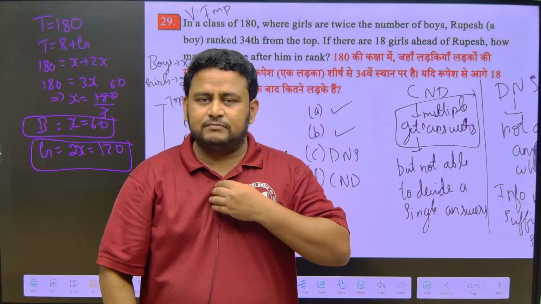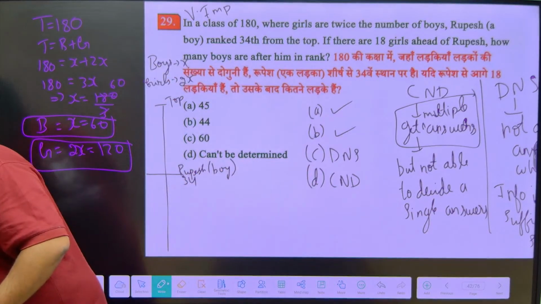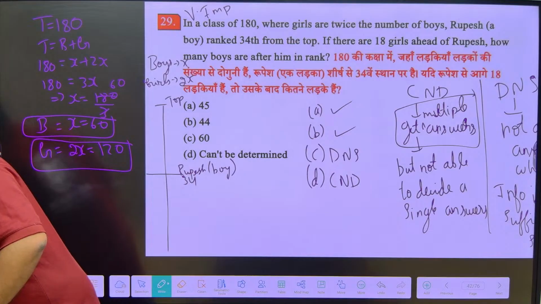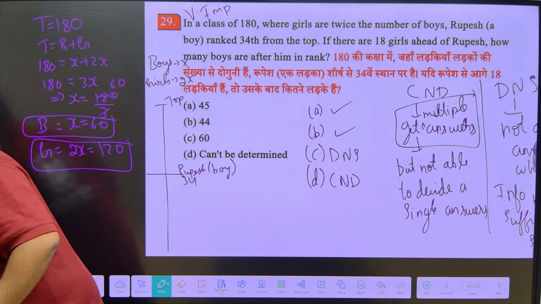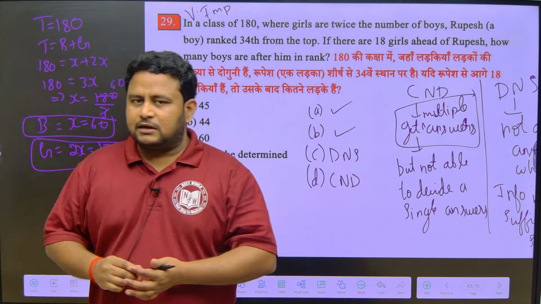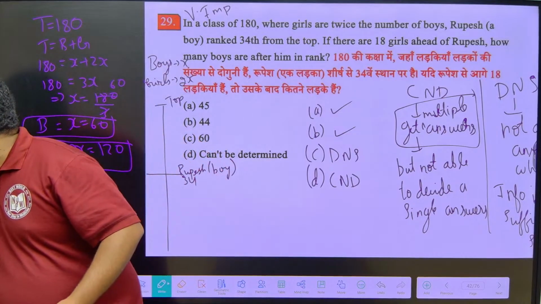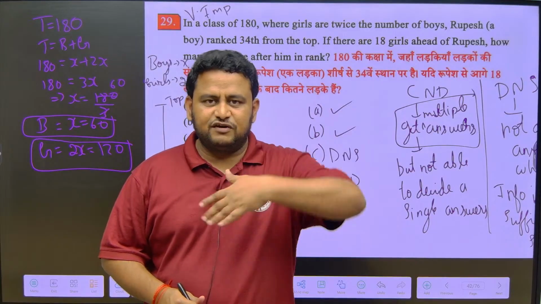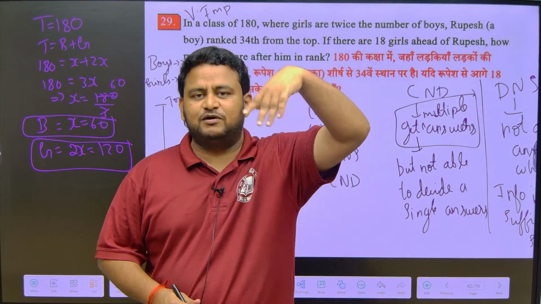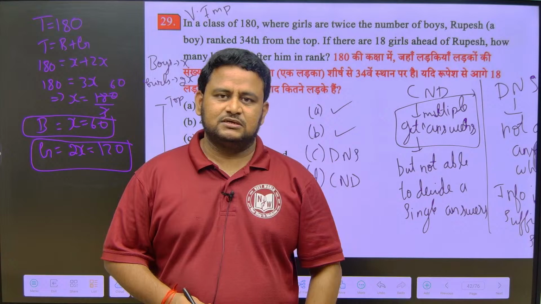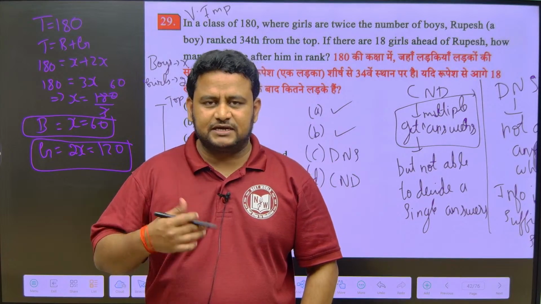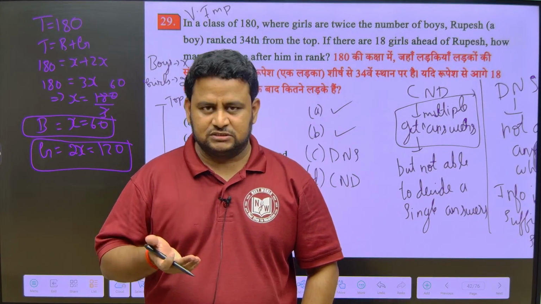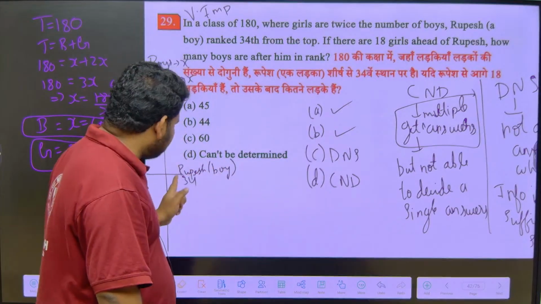But out of that, observe carefully. I am 16th rank from the top. Ahead of me how many persons are there? 15 persons. Among 15 persons, suppose I say 7 are girls, then the remaining are what? 8 persons are boys. Similarly, here Rupesh is 34th rank.